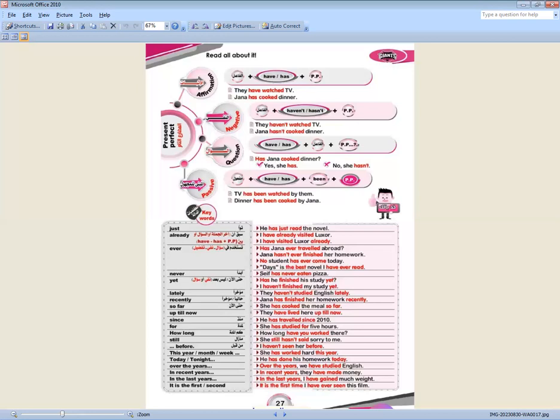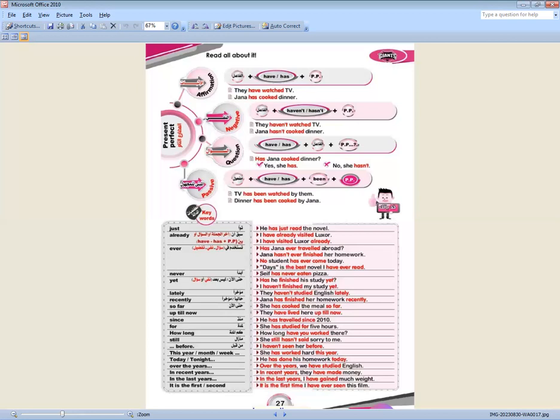Ever, you can use ever with yes or no questions, and for asking about the life experience of the person in front of you. Has Jenna ever traveled abroad? Jenna hasn't ever finished her homework. No student has ever come today. This is the best novel I have ever read. Never. Said has never eaten pizza.